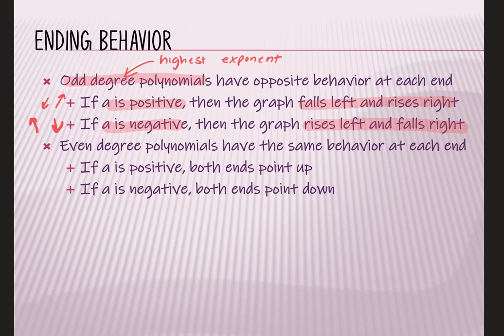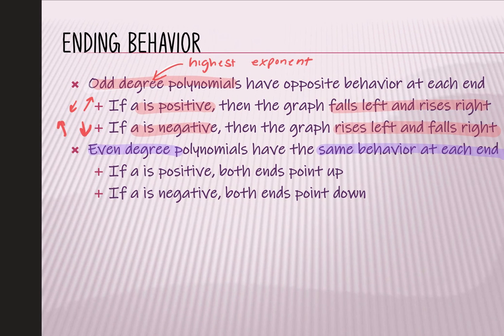Now, if it's even, your highest exponent is even, then the ends have the same behavior. So if it's even, both point up or both point down. If it's even and positive, both ends point up. And if it's even and negative, both ends point down. So the ends of your graph are going to both point up or both point down.